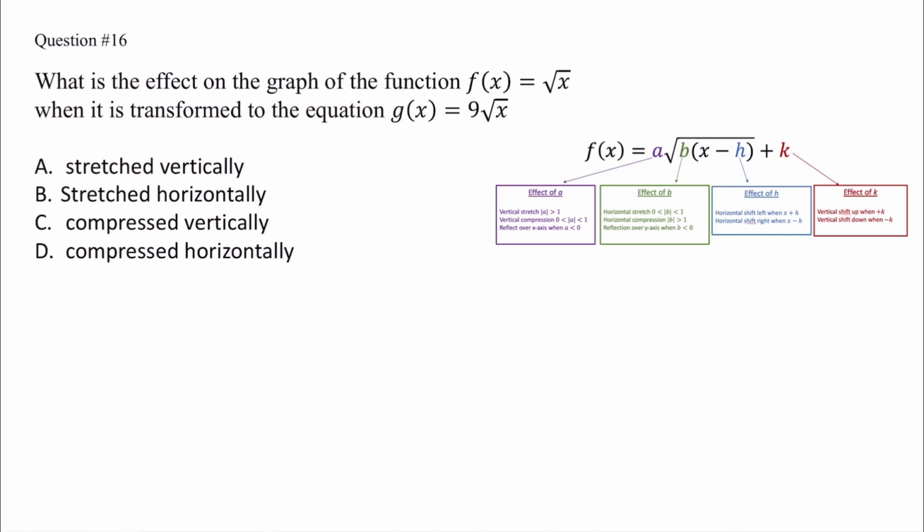So in this problem, it says, what is the effect on the graph of the function f of x equals the square root of x if it's transformed to the equation g of x equals 9 square root of x? So 9 is a value of a, and notice that it is going to be a vertical stretch if a is bigger than 1. 9 is bigger than 1, right? The absolute value of 9 is greater than 1, so it's going to be stretched vertically.